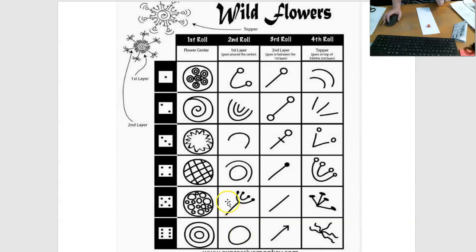So if you are a little confused on that, you can look over here at this diagram. There's the center, and then this part around right here is the first layer, and then there's a third layer, and then there's a bit of a topper, they call it. So I rolled circles. So around the edge of my circle here, I'm just going to draw some circles, and I can do as many as I like, but it said circles, so I'm going to draw circles.